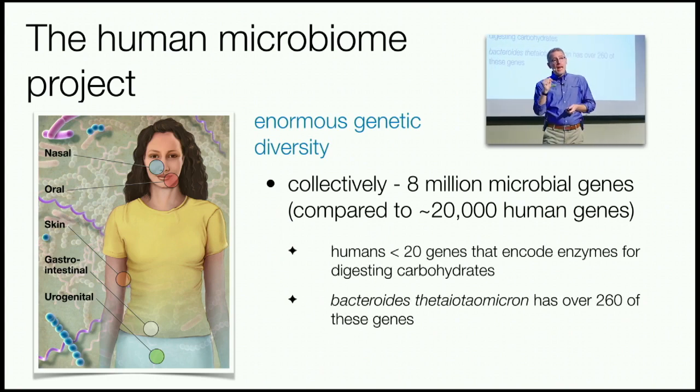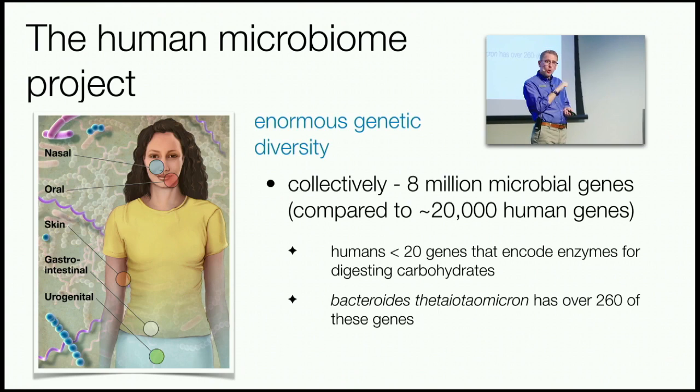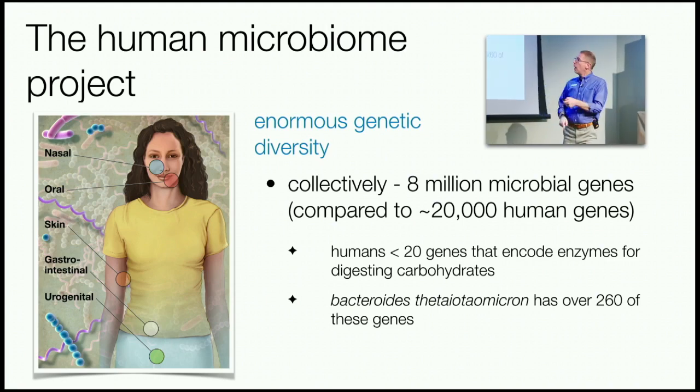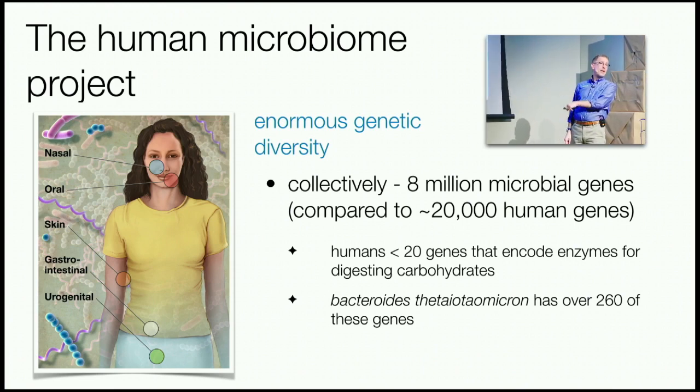Humans, your DNA has less than 20 genes that let you break down carbohydrates, like eating celery. You don't have a lot of genes that produce enzymes that break down celery. Celery normally just passes right through your body if you didn't have a microbiome. One specific species of bacteria, this one right here, has 260 of these genes that break down complex carbohydrates.